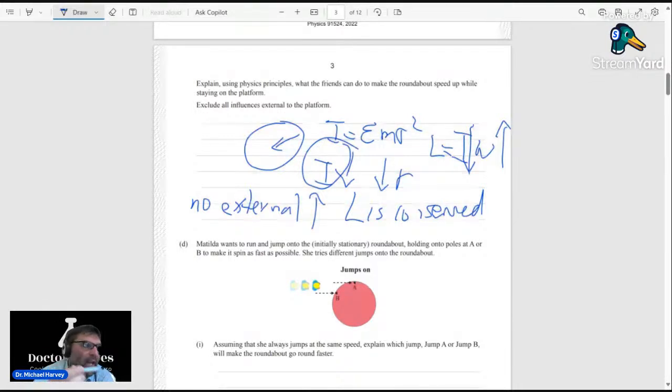To get an Achieved for that point, you're just mentioning that the friends have to move to the center of the turntable, the platform basically, and therefore the I will decrease. That will give you the Achieved point. Then a justification linking it to center of mass is where you're going to get your Merit, and a complete answer has to incorporate the idea of conservation of angular momentum, which is this part here. Then it's your Excellence point.